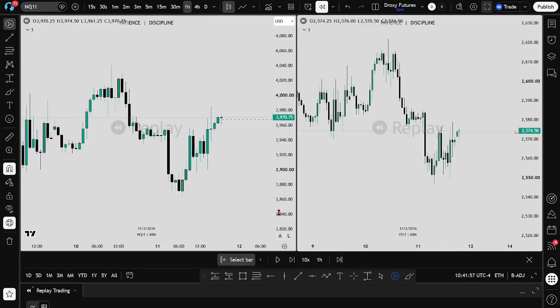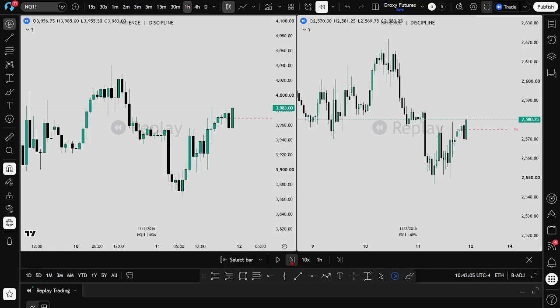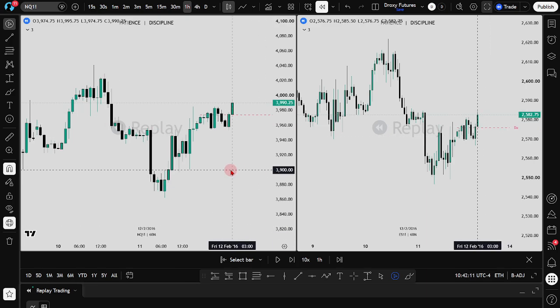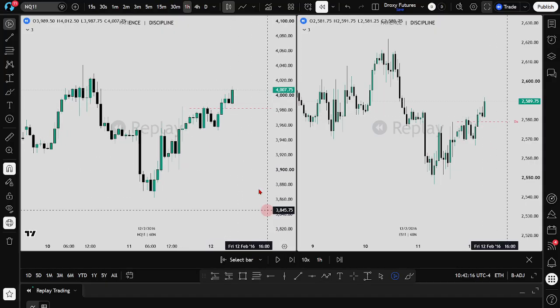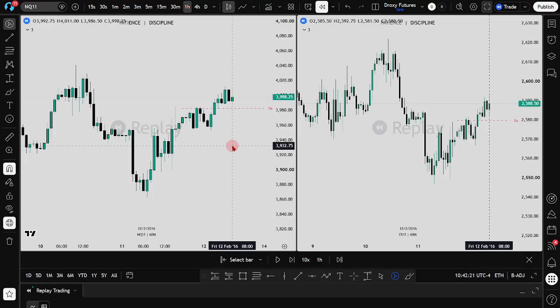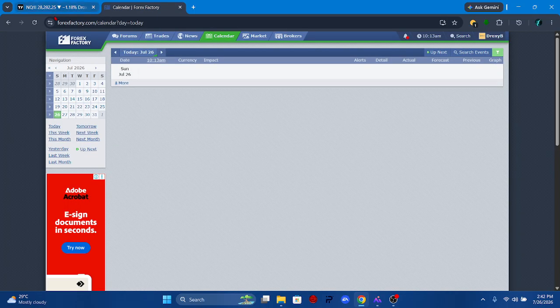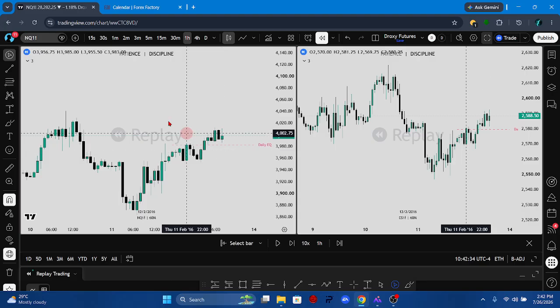We need to move on to Friday. Let's move on to Friday, 9 o'clock. This is 6 o'clock, this is 7, and this is 8 o'clock. But before that, you should remember that you need to check your forex calendar. Friday the 12th of February 2016.